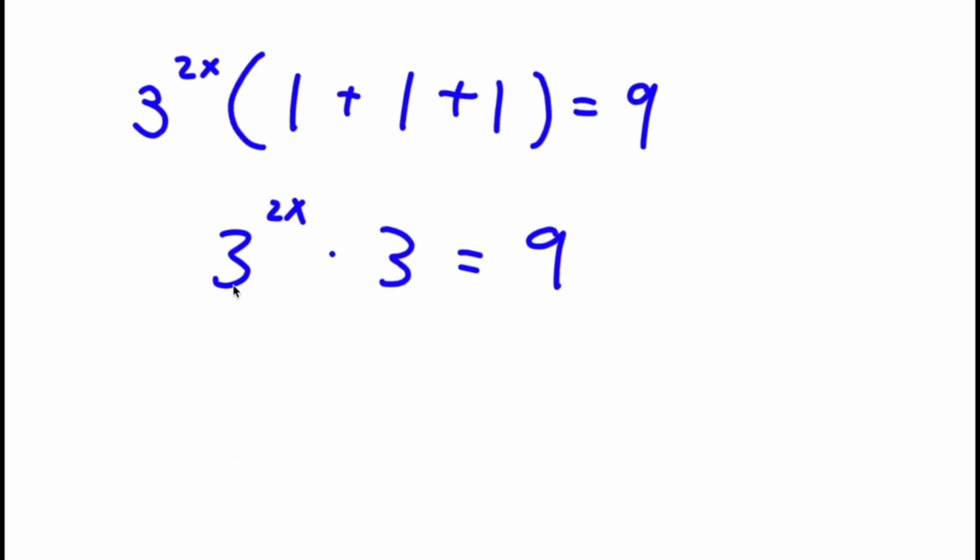Now notice how both of these bases are 3. So I also want to convert 9 into something in base 3. Well, 3 to the power of 2 is equal to 9. So if I replace 9 with 3 to the power of 2, I get 3 to the power of 2x times 3 is equal to 3 to the power of 2.